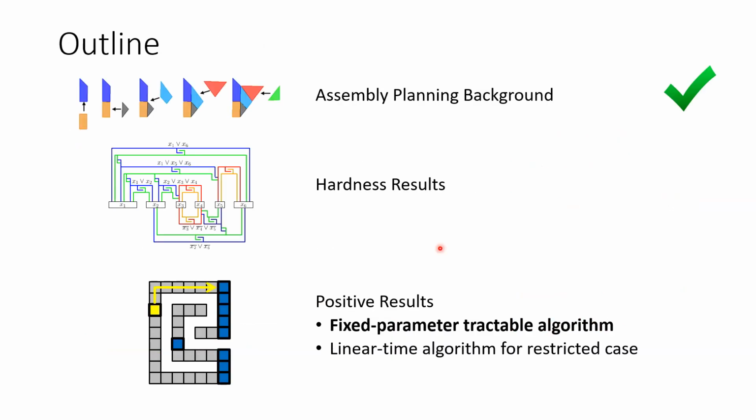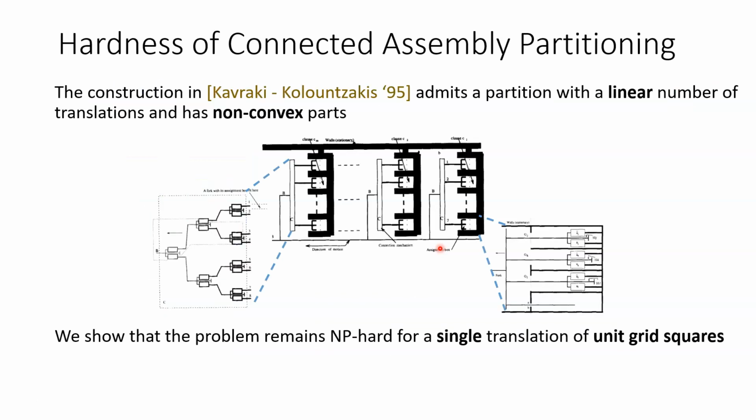Now I would like to discuss the hardness results that we have. Here's a construction from the previous hardness results for connected assembly partitioning. These were the most constrained previous results, and this construction admits a partition with a linear number of translations. When I say that, I mean linear in the number of parts in the assembly. We can also see that it has a lot of non-convex parts with forks and other similar structures.